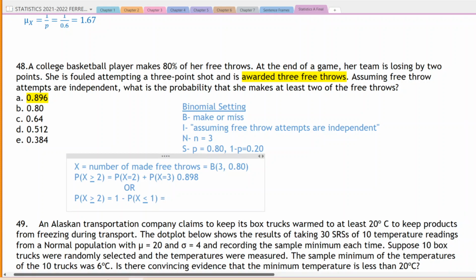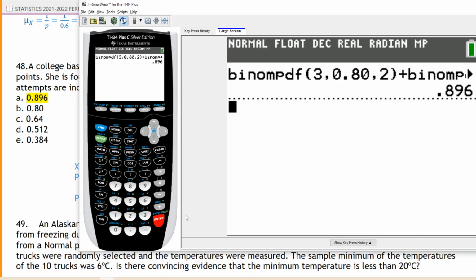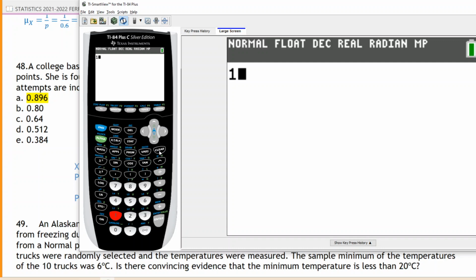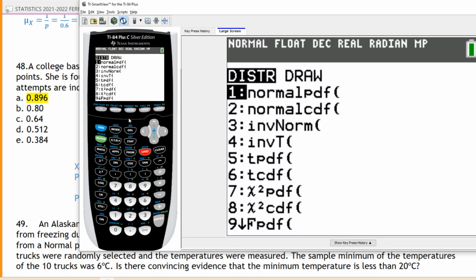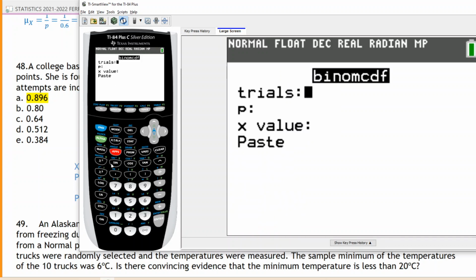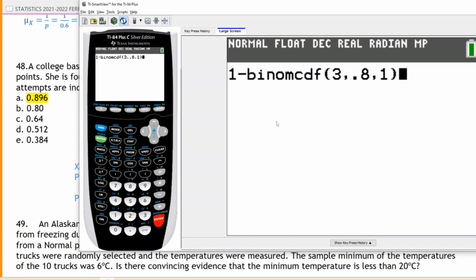And for this one, we would go to our calculator again, and we would type 1 minus, and this time when we go to the distribution, we're going to go to letter B, the binomial CDF. So the number of trials is 3, the probability of success is still 0.8, but now we're going to do 1 or less. When I look at the computer screen, I see that this is 1 minus binomial CDF, X is less than or equal to 1 over here on the right side. And that should give me the exact same number.